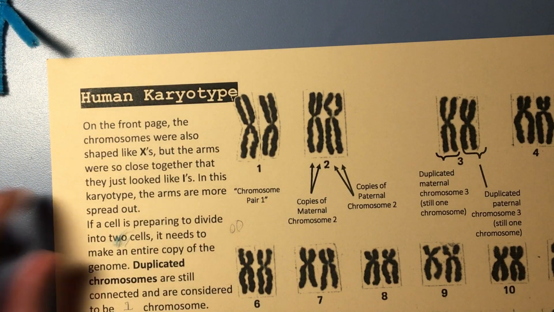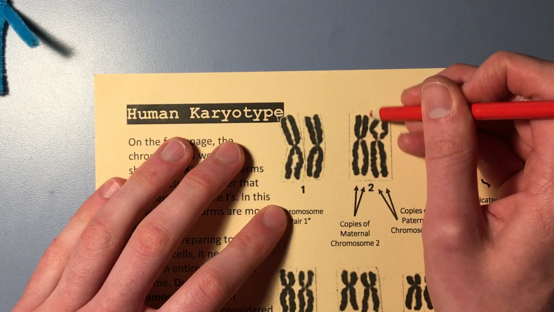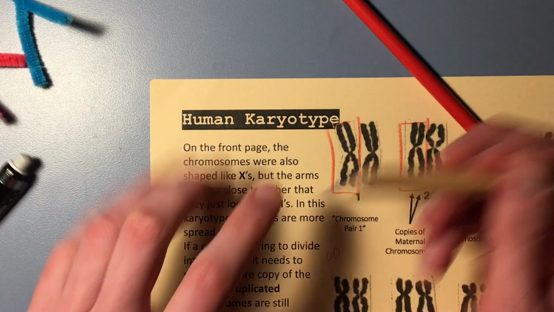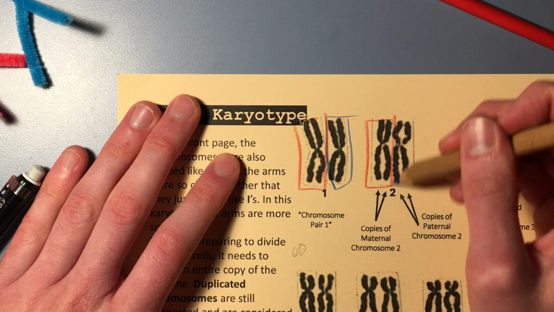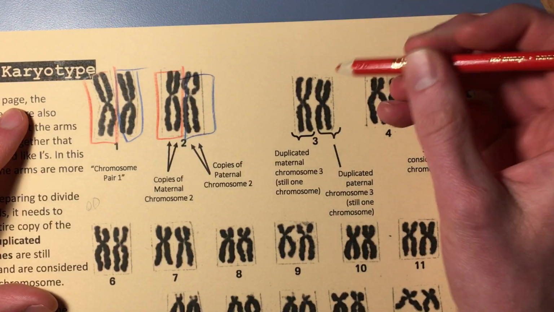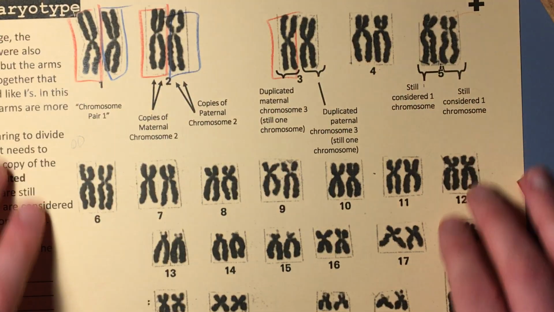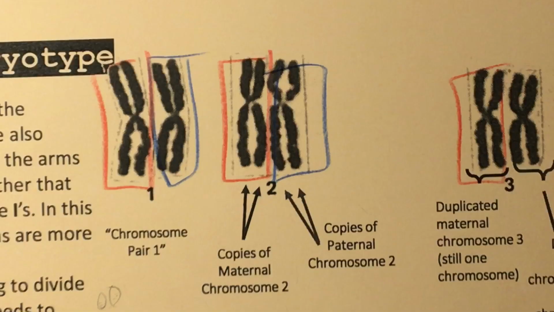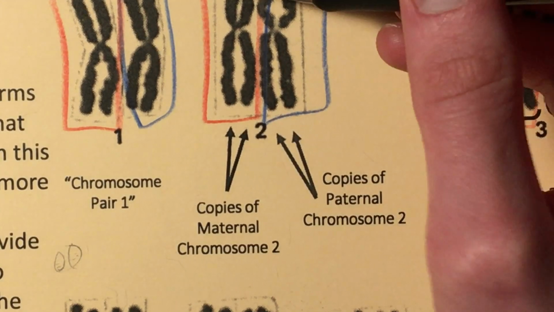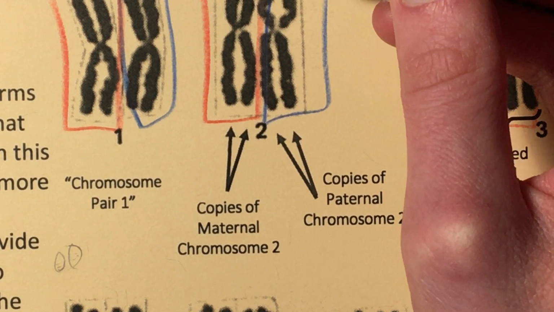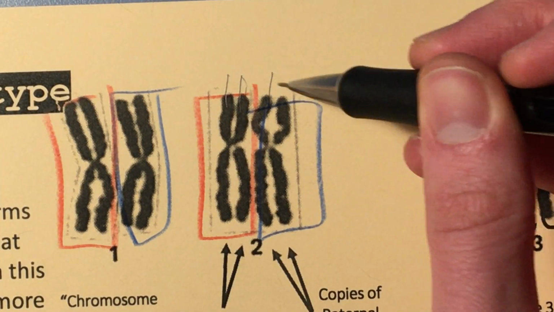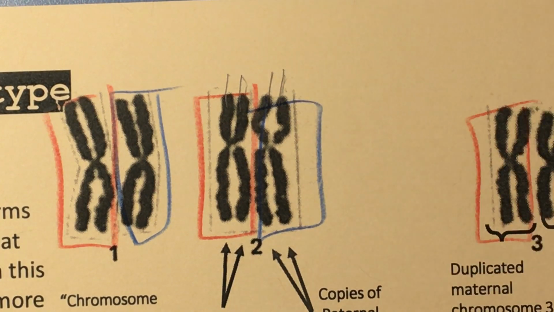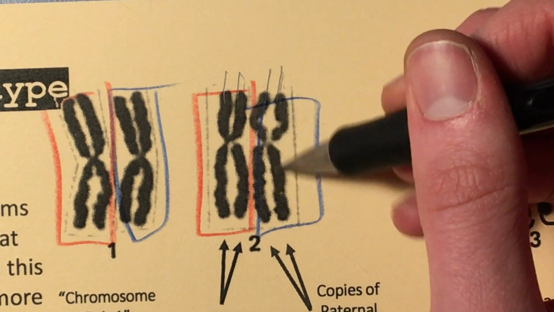Okay, what I want you to do is pause the video and color these sets again. So again, we have the maternal right here, and the paternal chromosomes right here. Go ahead and pause the video and color in the rest of these chromosomes. All right, this is one copy of the maternal chromosome. This is another copy of the maternal chromosome. This is one copy of the paternal chromosome, and that's another copy of the paternal chromosome, and they're attached here. We call these arms. These are arms on the chromosome.